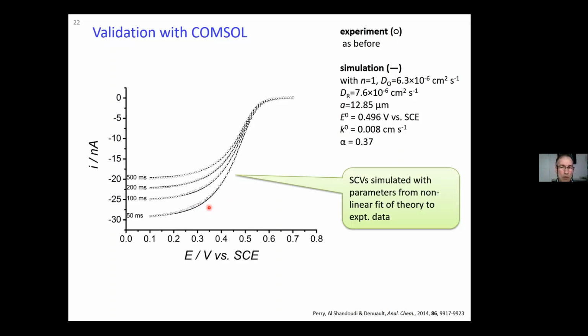So that to us was an indication that this modified expression was actually quite useful and could be used to model sample current voltammograms for systems with slow electron transfer, for quasi to irreversible electron transfer cases.